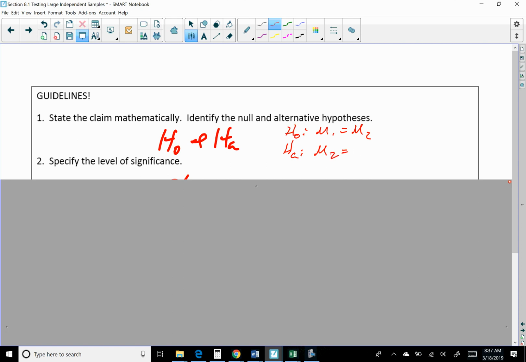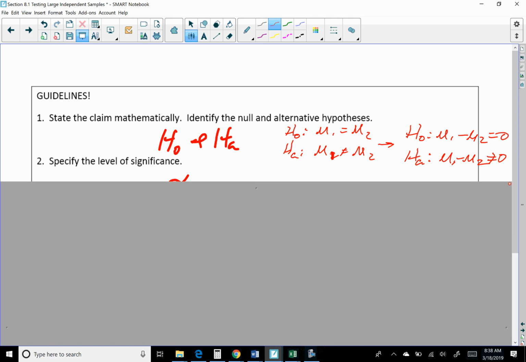Now, another way, oops, this is mu1, sorry, 1, not 2, not equal to mu2. Another way to write this same thing, because you'll see it both ways, is that mu1 minus mu2 is equal to 0. That's what happens when they're equal to each other. The difference is 0. And is not equal to 0. So they are one and the same thing, and that's what we'll use quite a bit.